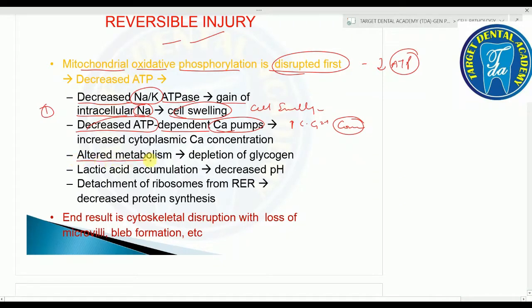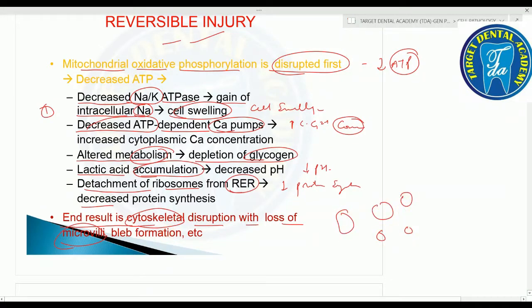While when there is altered metabolism, it leads to the depletion of the glycogen, and when there is lactic acid accumulation, it leads to decrease in the pH. The detachment of the ribosomes from the RER leads to decrease in the protein synthesis. So the end result is the cytoskeletal disruption with the loss of the microvilli, and there are the bleb formations, etc. Fine. So this is what we call a reversible injury.